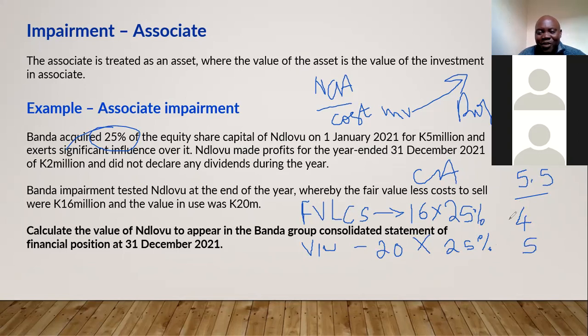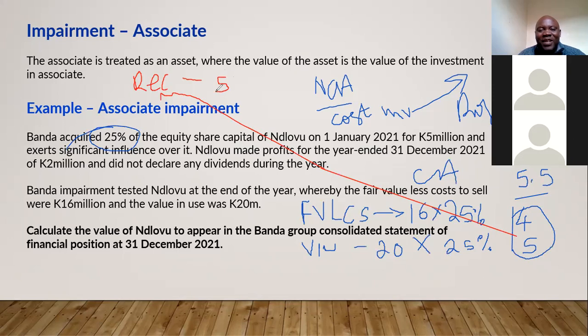So from this, which one do you pick? The value in use, as 5. You pick the value in use as recoverable. So what would be the recoverable amount? It will be 5.